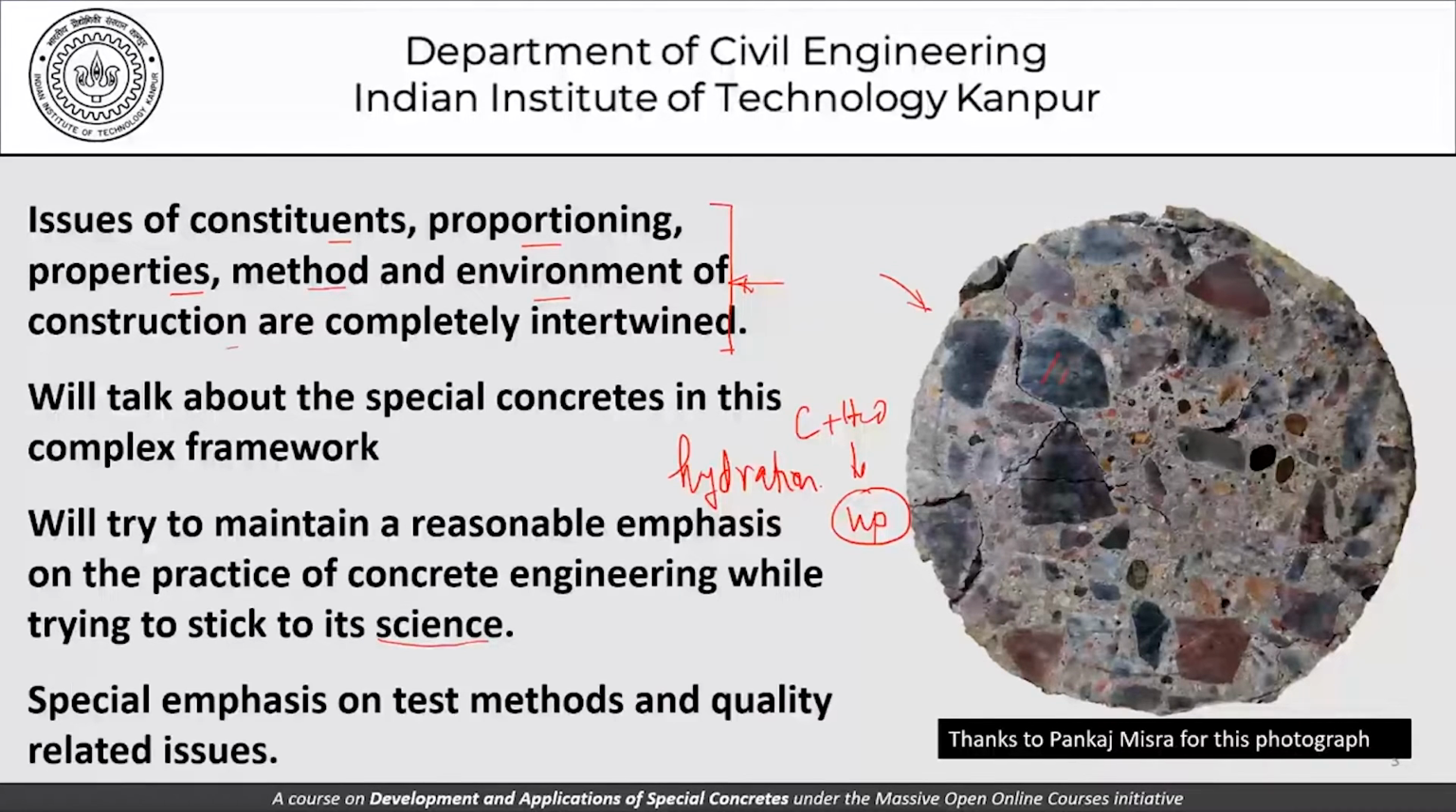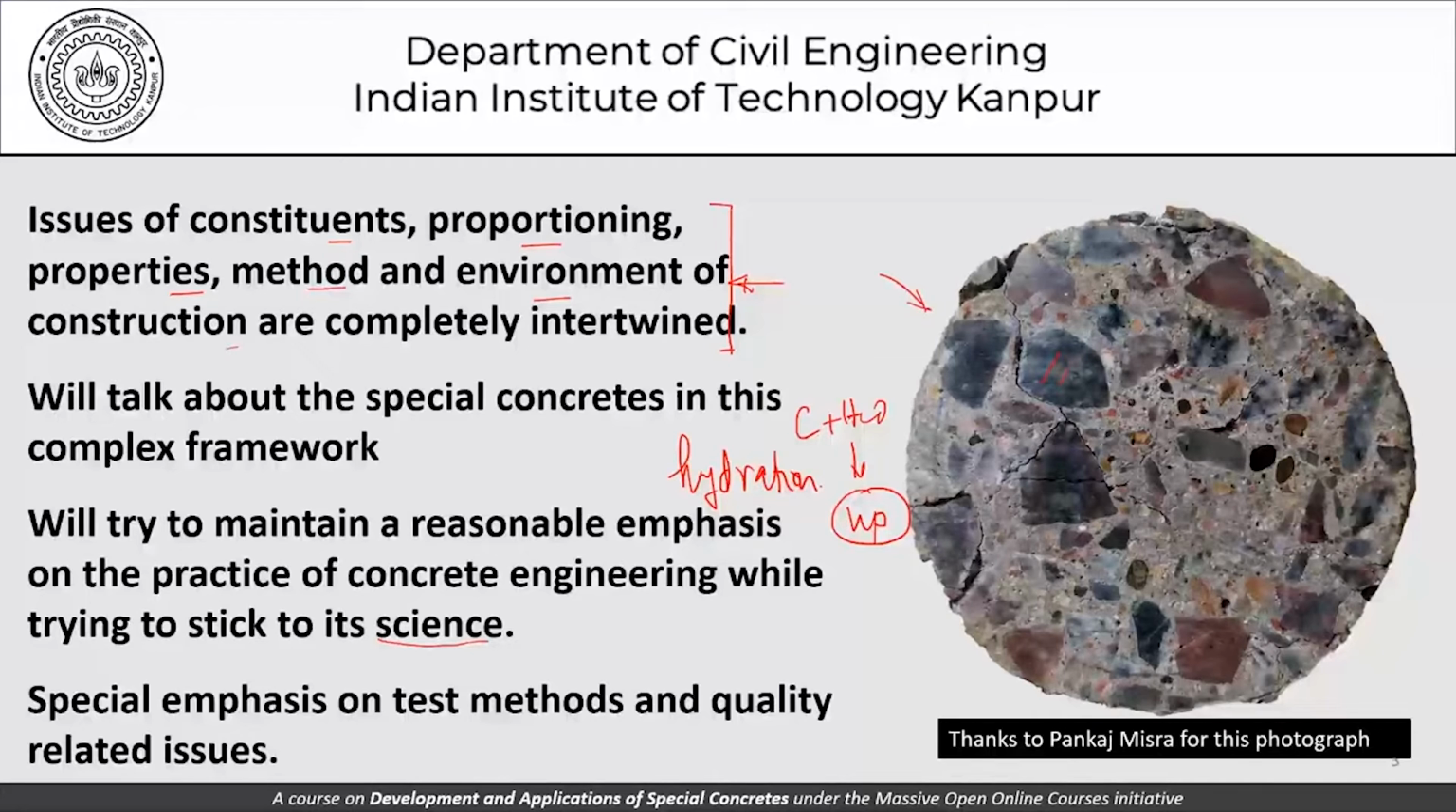The emphasis will be on test methods and quality related issues. This is very important because as we move towards special concretes, we really need special testing methods. We need special protocols for quality control because only then will we be able to do good quality construction using special concretes, whether it is fiber reinforced concrete or anti-washout concrete or roller compacted concrete or whatever it is.